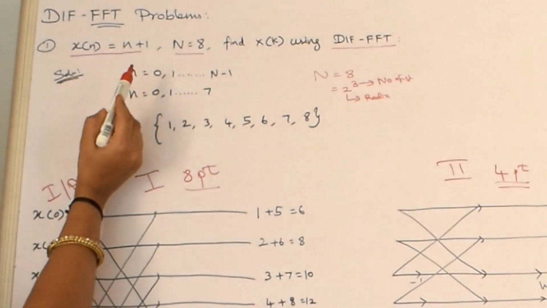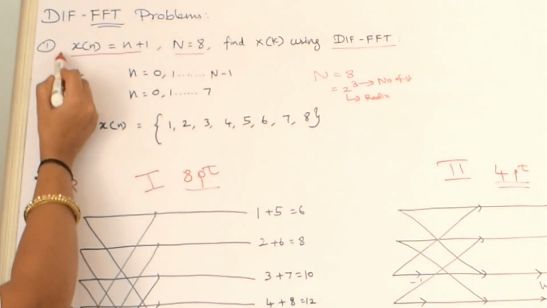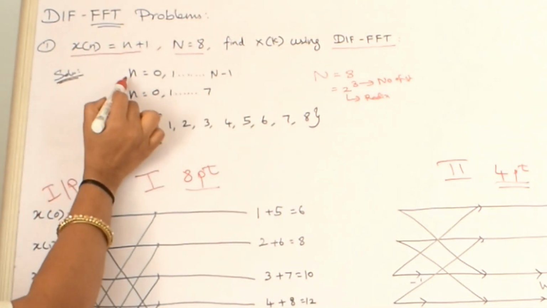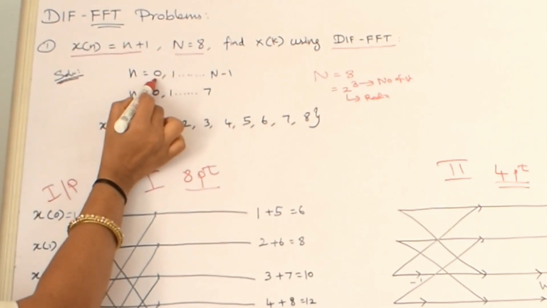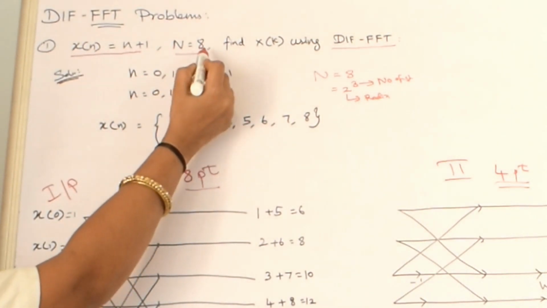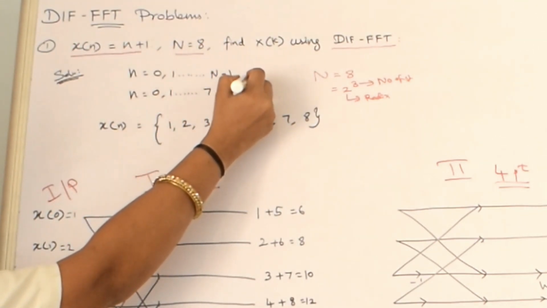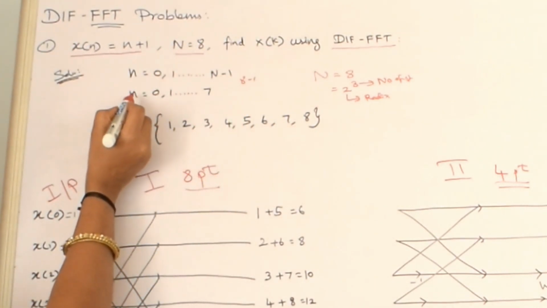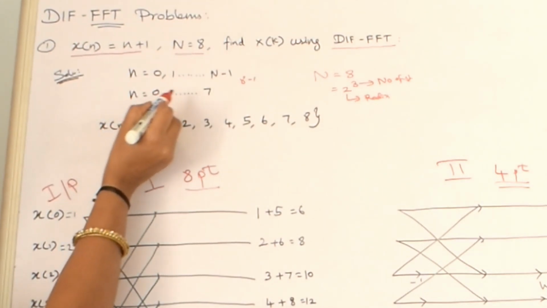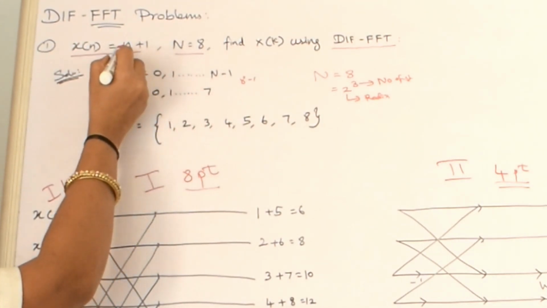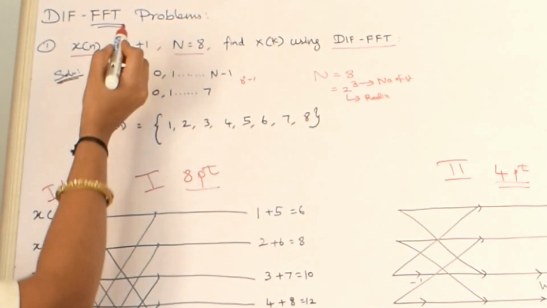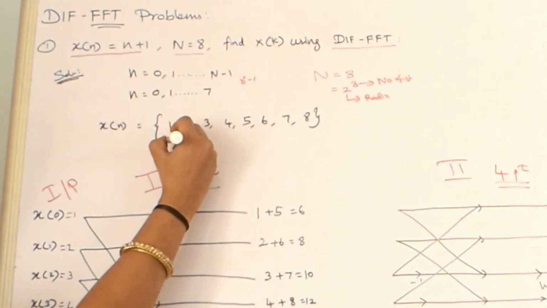x of n is n plus 1. So you have to find out the sequence of x of n. You know the limit for n varies from 0 to N minus 1. Here you have to perform 8 points, so N is equal to 8. 8 minus 1 is 7. So the limit for n varies from 0 to 7. When you substitute 0 here, x of 0 will be 1. So this is x of 0.